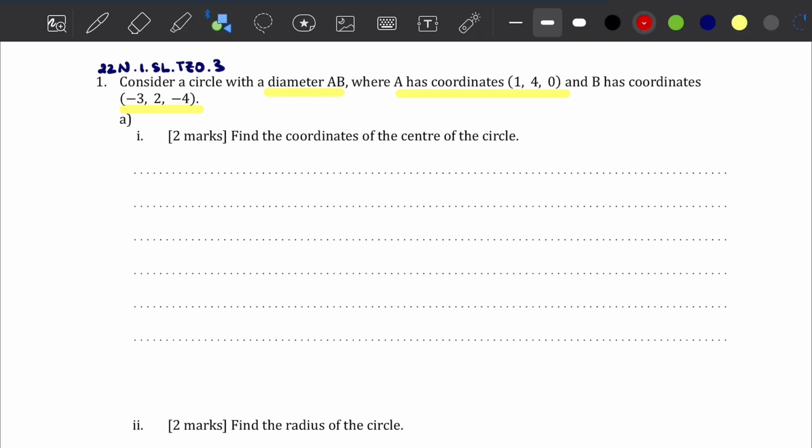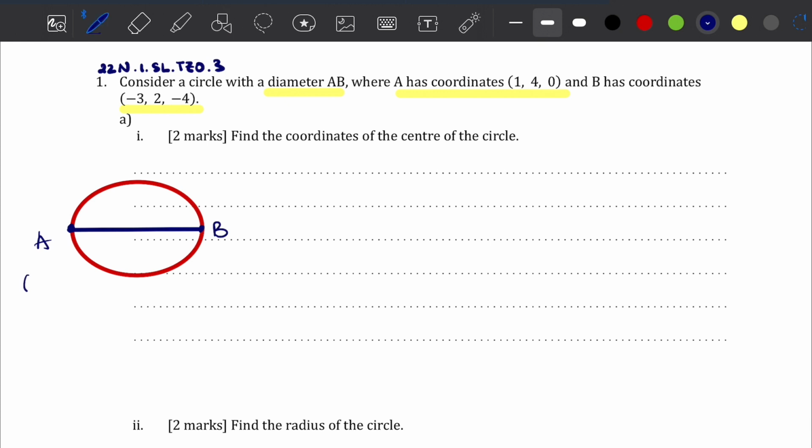So we are going to construct a diagram first. We have a circle like this, and we have a point A and point B, and these two points create a diameter. Point A has the coordinate of 1, 4, 0. Point B has a coordinate of -3, 2 and -4. Question A, we need to find the coordinates of the center of the circle. So we need to find this coordinate x, y, and z.